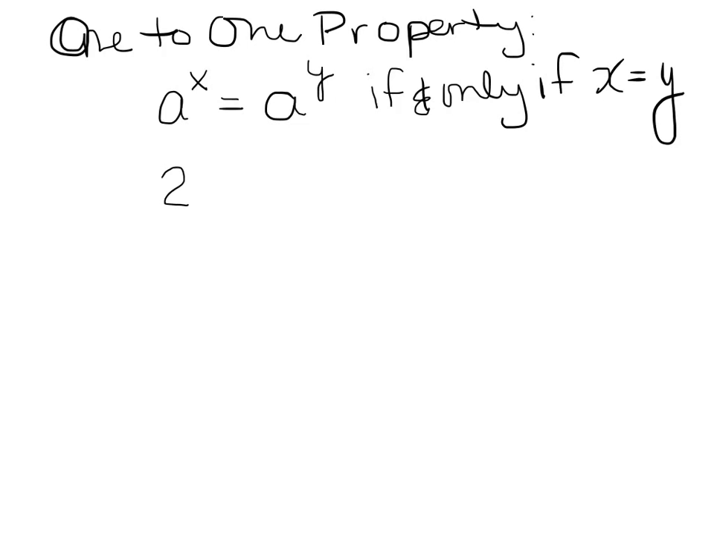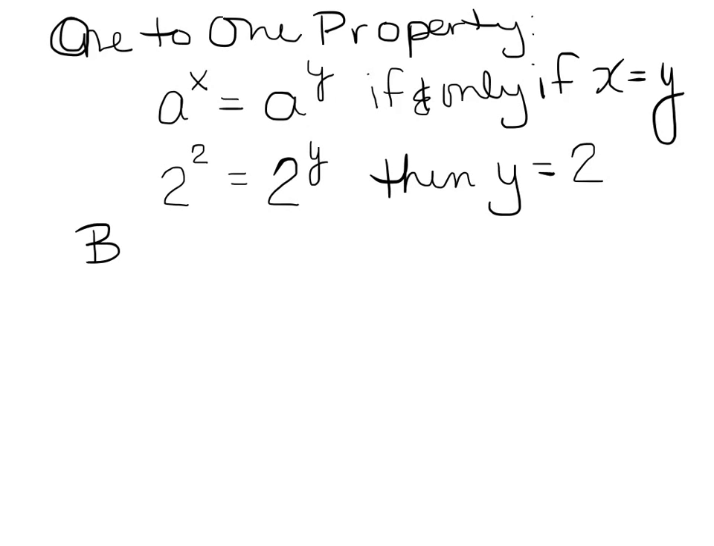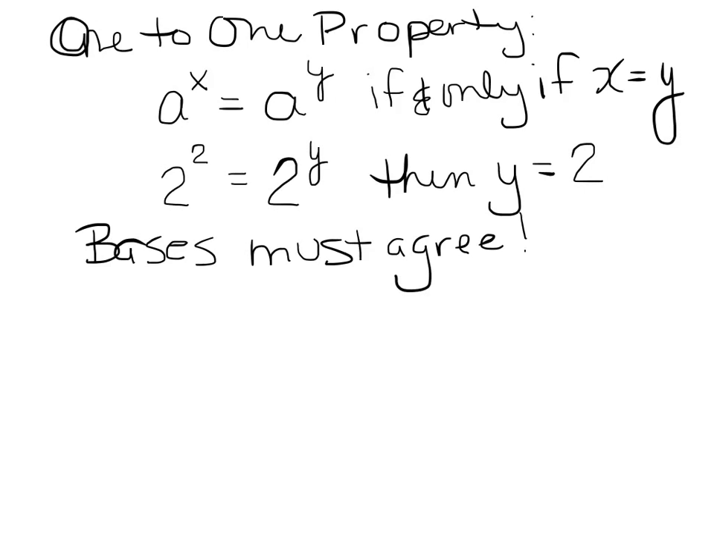If I had 2 squared is equal to 2 to the y, then guess what? Y is equal to 2. So you can do a lot with this. You can do more complicated equations, but the important thing to remember whenever you do this one-to-one property is your bases must agree, okay? That's the first thing. You're going to get in trouble if you don't have your bases to be the same. It's a on both sides.